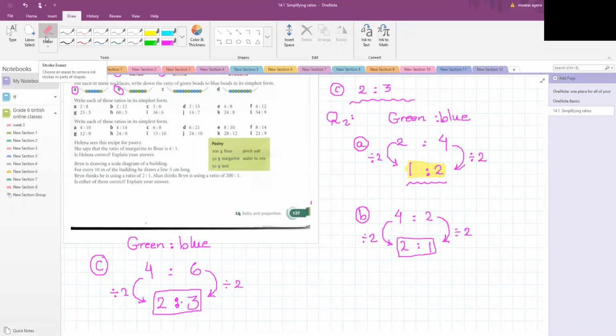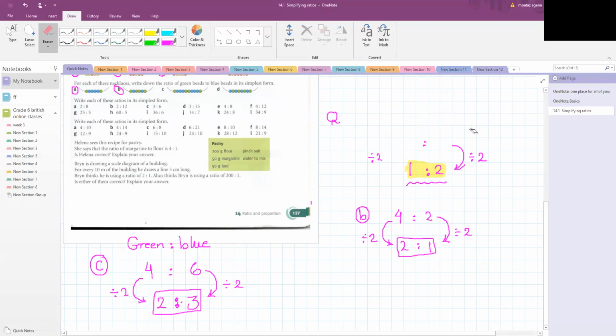Now let's take another question, question 3. We will start with question 3. Now we'll erase so we can write here.